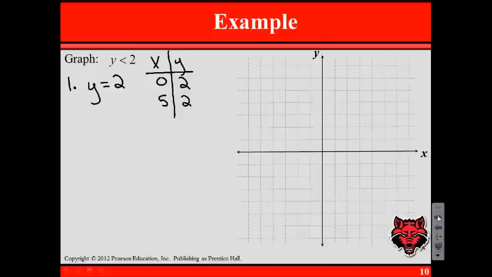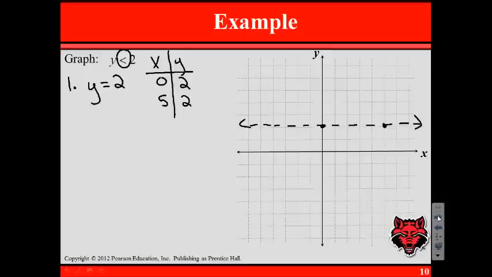So now we can plot these 2 points. For (0, 2), we move 0 units in the left and right direction, 2 units upward. For the next point, we move 5 units right, again 2 units upward. We look at the original inequality symbol, and because it is strictly less than, we will have a dashed line that connects these 2 points.